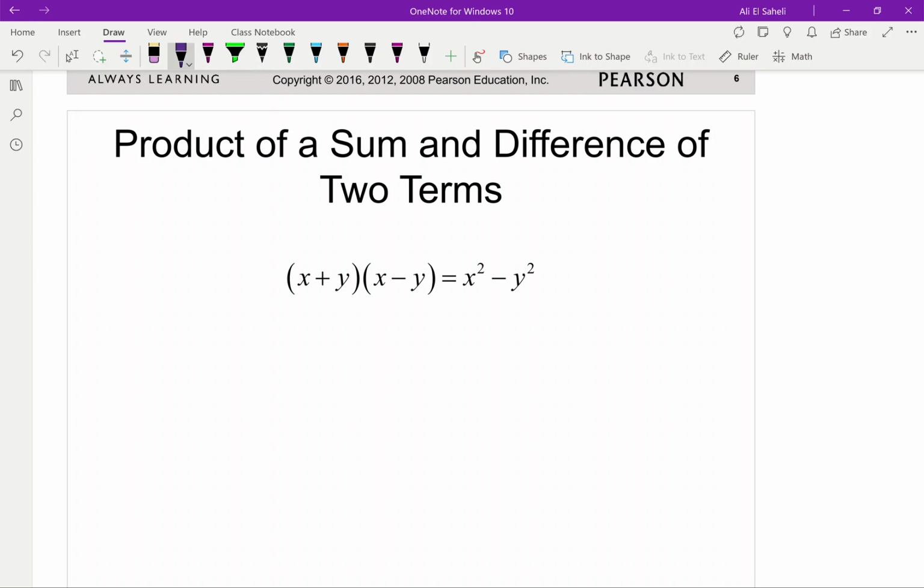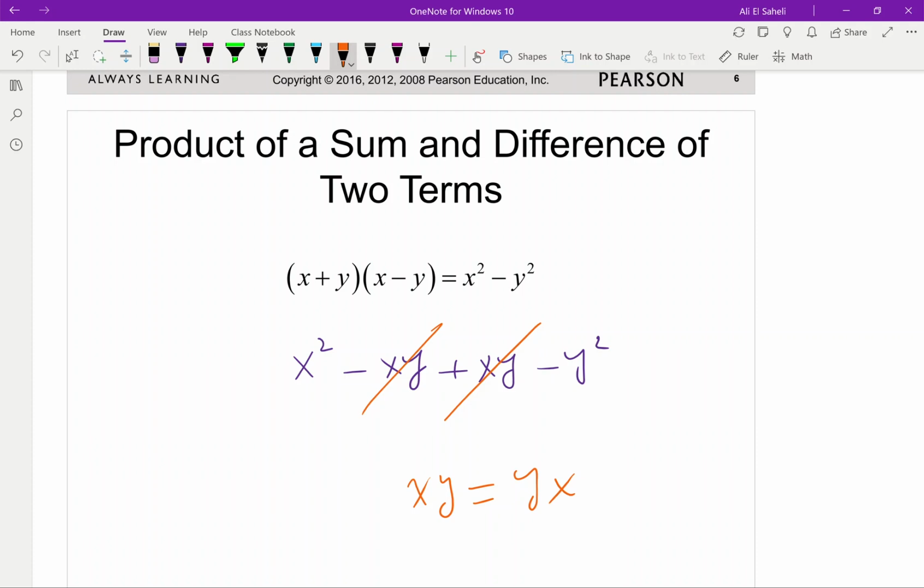If you carry out the multiplication, x times x is x squared. X times minus y, so minus xy. Then we do the second one, plus xy or yx, it's the same. And y times minus y is minus y squared. Okay, what happens here is that these two terms cancel out. Remember, xy is the same as yx. And we end up with this. So x squared minus y squared equals (x + y) times (x − y).